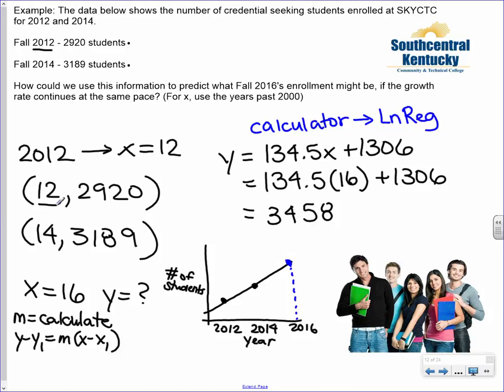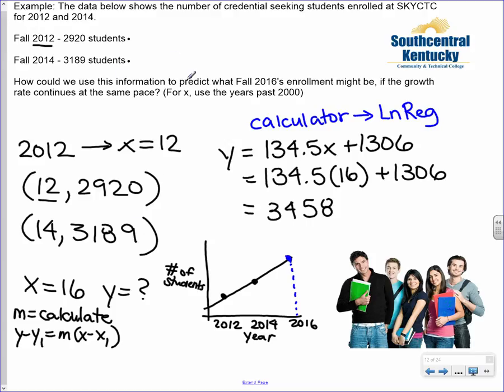So that's where I get this value of 12 here. Then my Y value is going to be the number of students. Okay, so I get 2920. Then for our next point, so these are XY points. This is my X, this is my Y. This one is 2014, so that's 14 years after 2000, and I had 3,189 students.